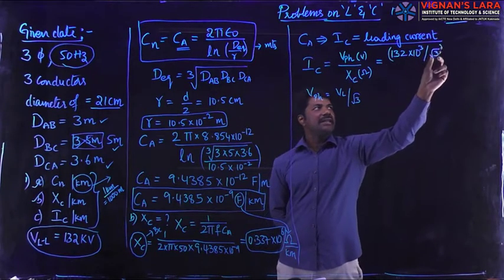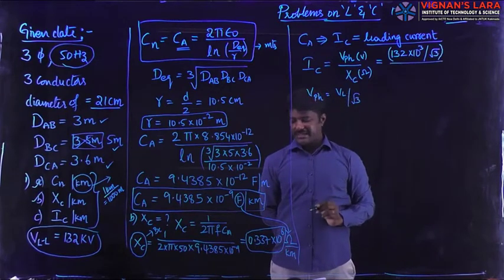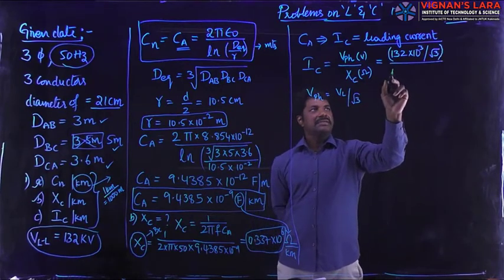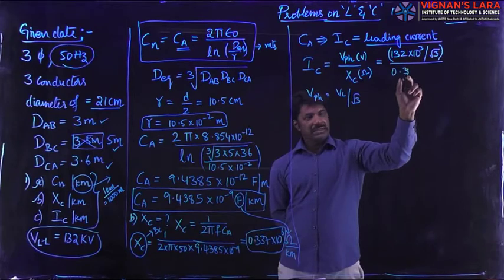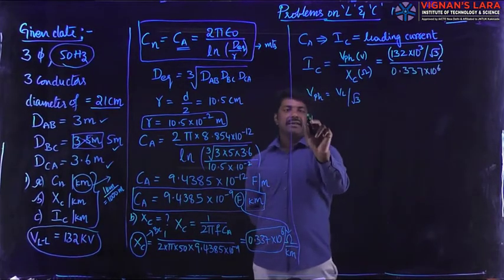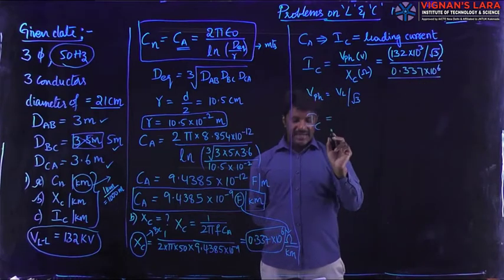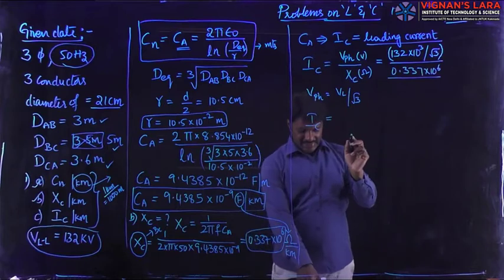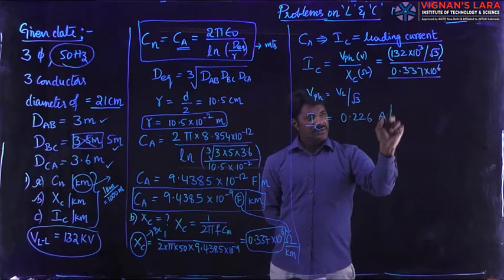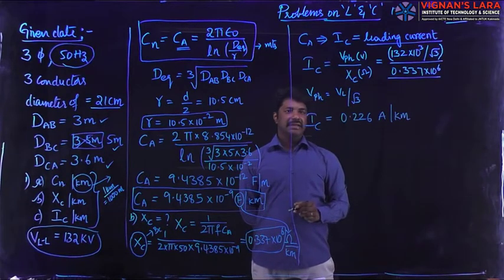Therefore, this entire thing is a phase value in the numerator part divided by XC. What is XC? In the calculated B bit, we got the value as 0.337 into 10 power 6. On calculating this in the calculator, we will get the charging current magnitude IC as 0.226 amperes, which was calculated for a length of 1 kilometer line.